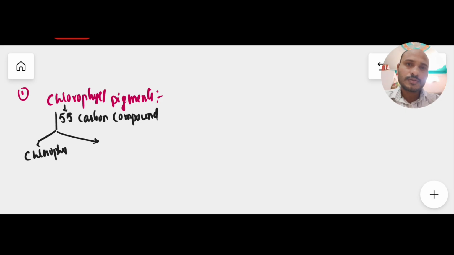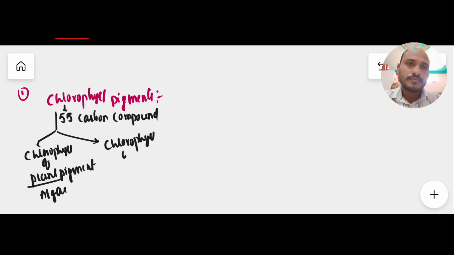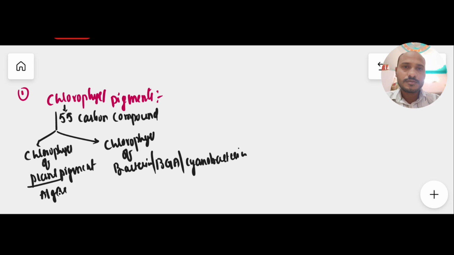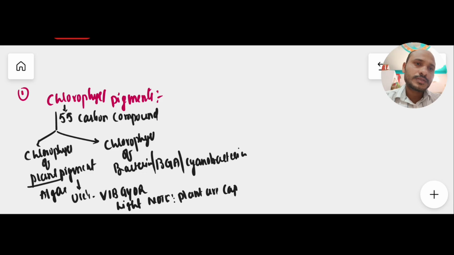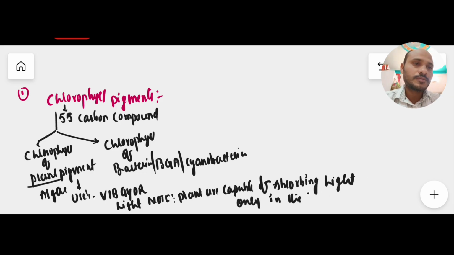So here chlorophyll of plant pigment. Plant includes algae also, and here chlorophyll of bacteria pigment. Bacteria here means blue-green algae, also called cyanobacteria. The chlorophyll pigment of plants uses visible light. An important note: plants are capable of absorbing light only in the visible spectrum. The visible spectrum ranges from 400 nanometers to 700 nanometers.